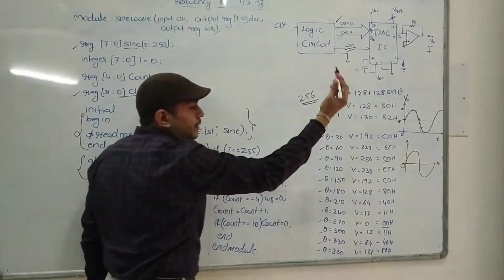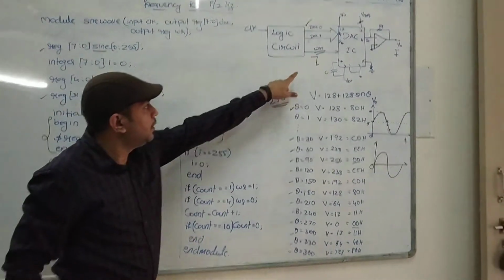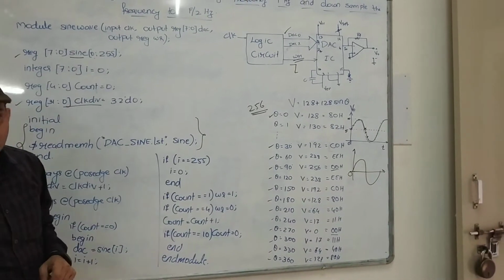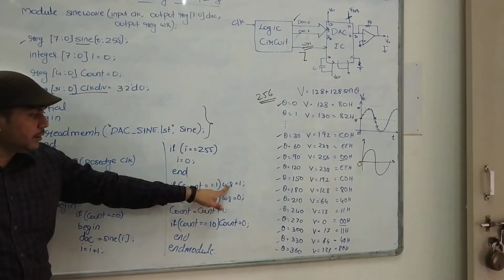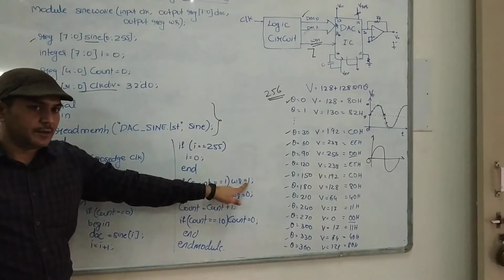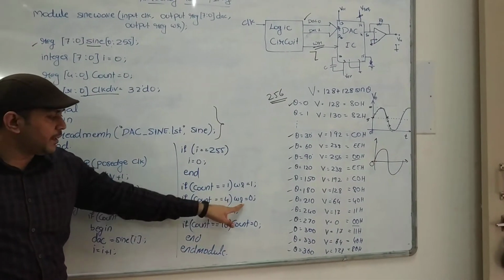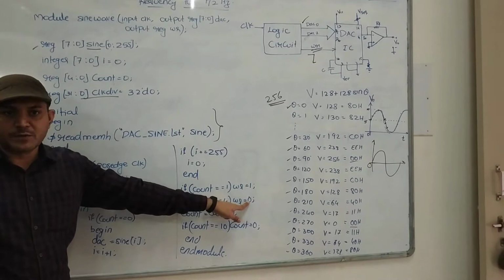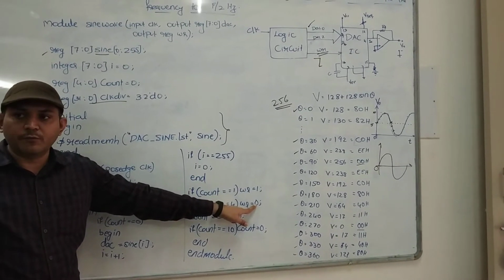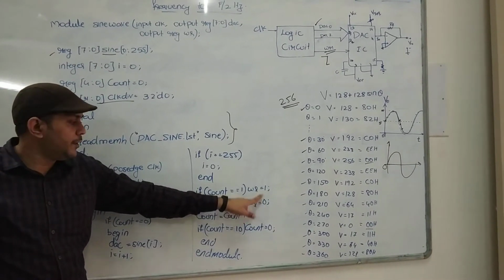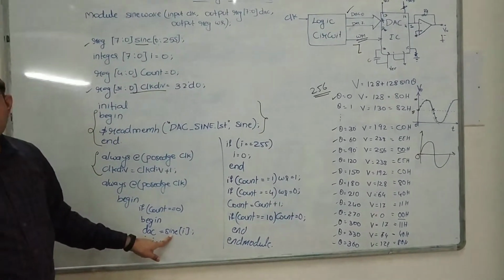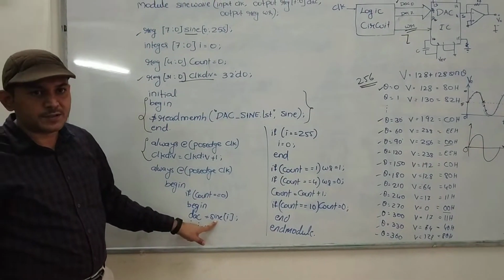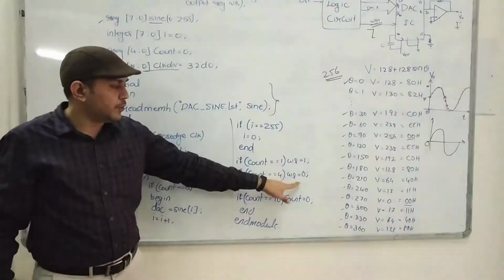Now we have to produce the high to low transition on the WR pin. How is it done? If count equal to 1, the WR pin is made high. After 4 counts, I will make it 0. So I first made it high, then after 4 clock pulses, I made it 0. So a high to low transition is made for every sine of I value that is transmitted.